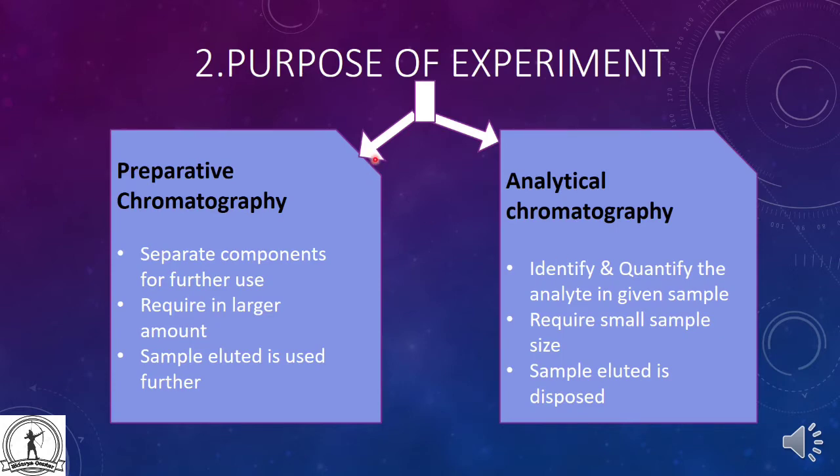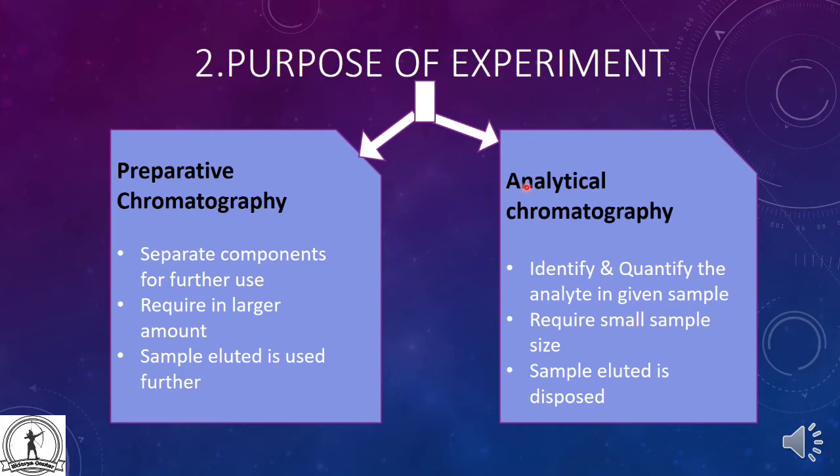Now classifying by our purpose of experiment. It is preparative chromatography and analytical chromatography. Whenever we say preparative chromatography, it is a tool to purify the component, and we collect every fraction which is separated through the column. So we need sample in larger amount. Especially it is very useful to separate natural products and so many other components. The sample is eluted and it is useful for further research.